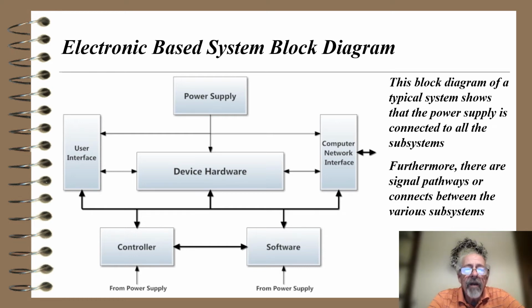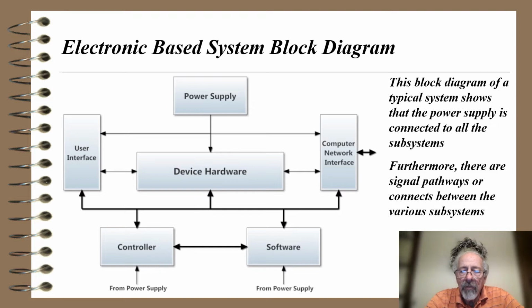So here's a block diagram of an electronic-based system. And we come up with this block diagram to indicate what the various subsystems are. So what it shows, the power supply is connected to all of the subsystems. So the user interface, the computer network interface, the device hardware, all have signals coming from the power supply. There's voltage to supply power. And notice the controller and software down below have these lines from the power supply. So the power supply provides power to everything in the system.